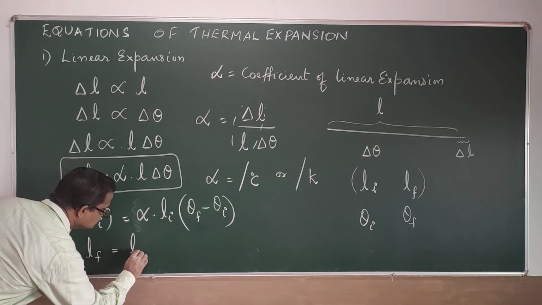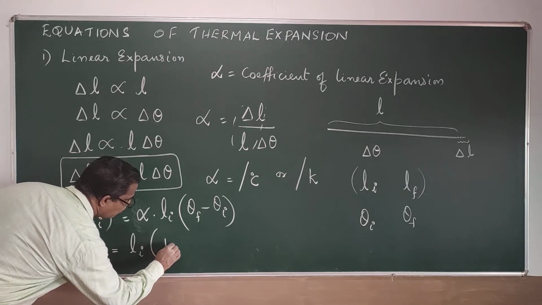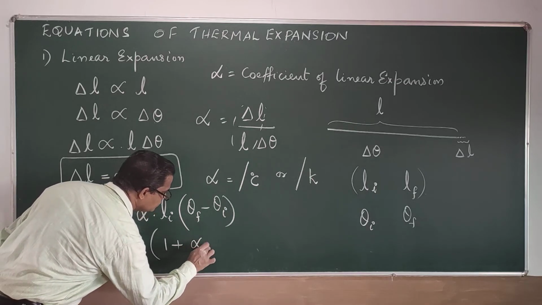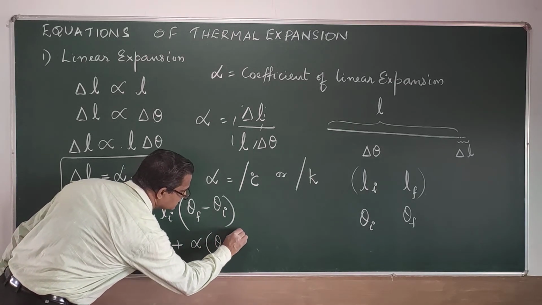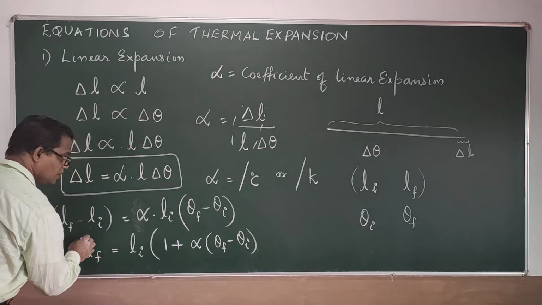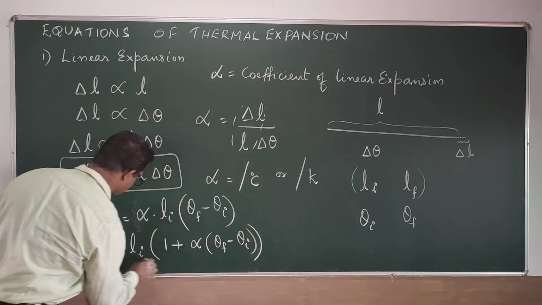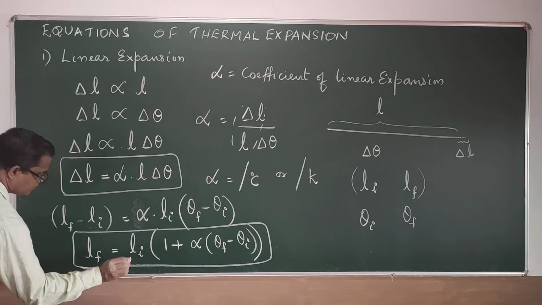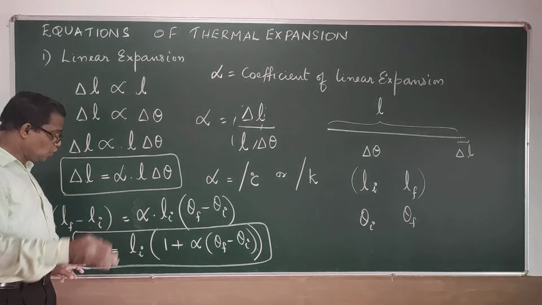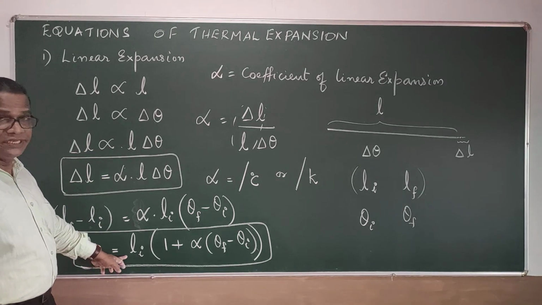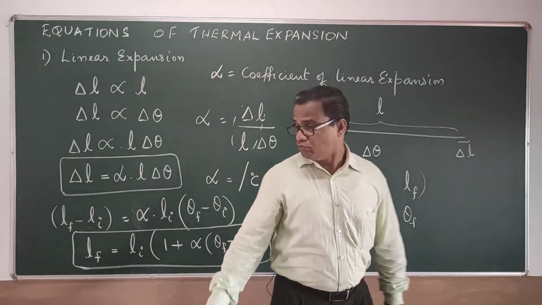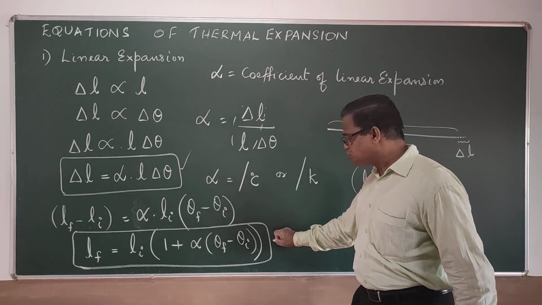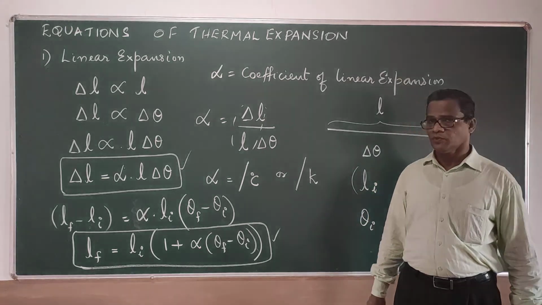This is the equation we can have, and finally I get final length is equal to this initial length will be going over here. So initial length into 1 plus alpha into theta final minus theta initial. There is an equation like this is possible. So here we are finding the final total length compared with the initial. So both these two types of equations, this one and also this one, you must be remembering. Okay.